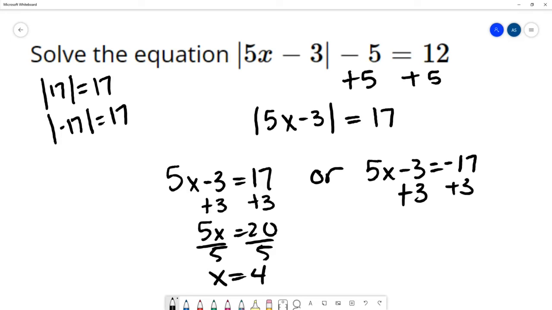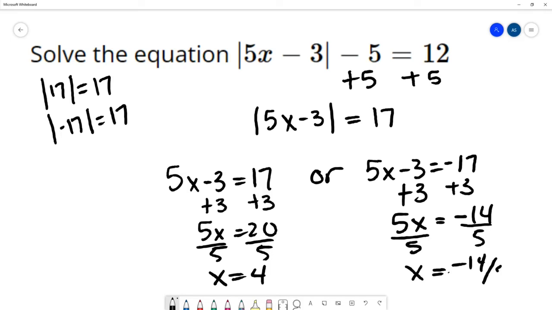We're going to add 3. We have 5x equals negative 14. We'll divide by 5 to get x equals negative 14 fifths. So our equation has two solutions, and just remember the key here is that you need to isolate the absolute value first. And once you isolate the absolute value, you have two possibilities for that inside of the absolute value. It can be positive of the number you have or negative of the number you have.